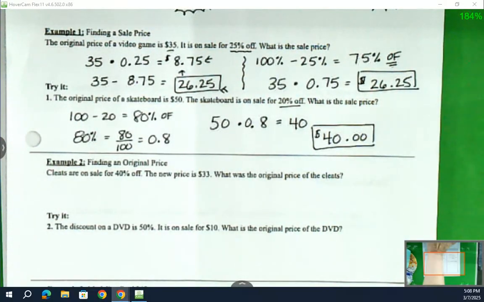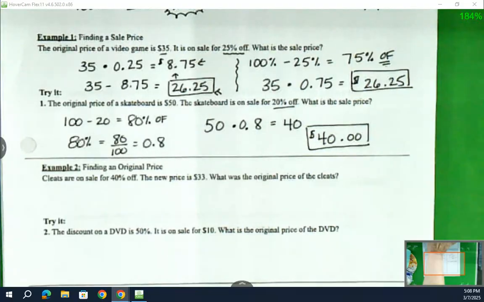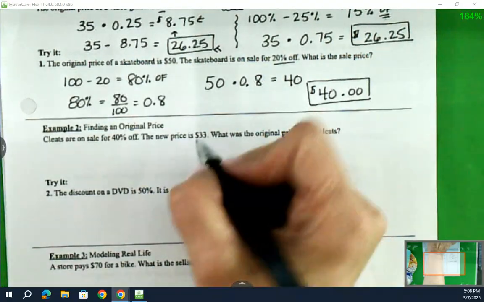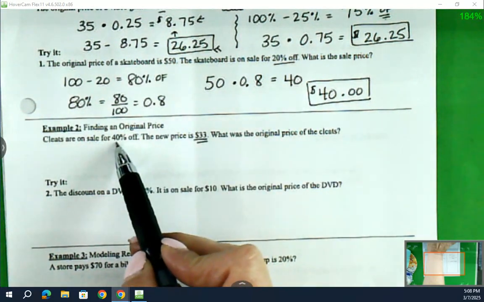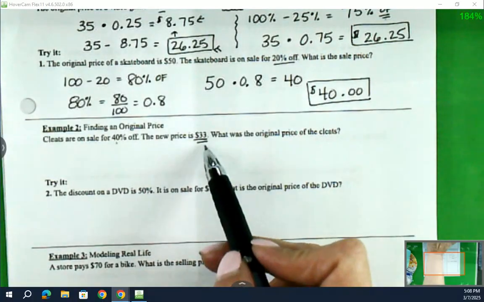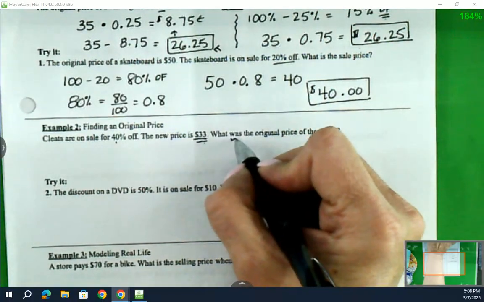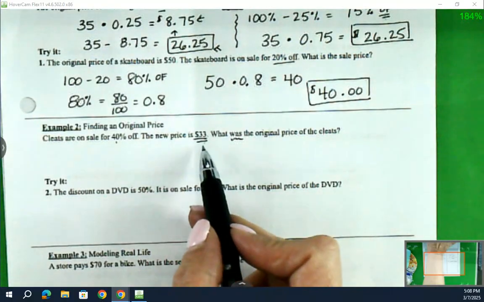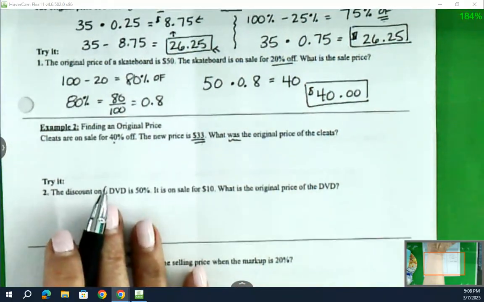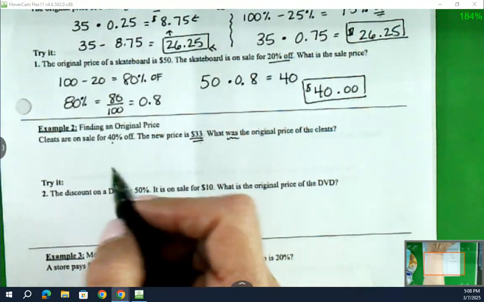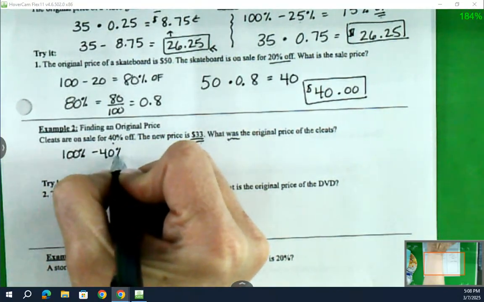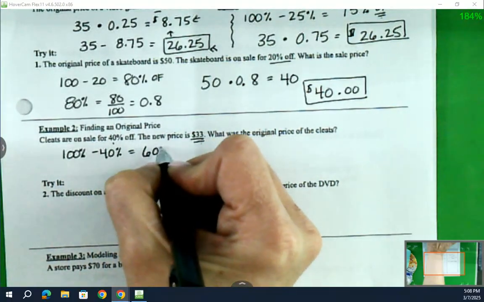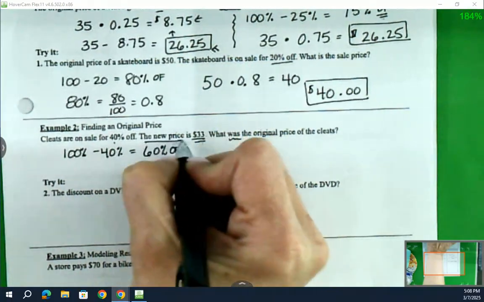Okay, and example number 2, finding the original price of cleats. So this time they're giving us the new price. We have cleats are on sale for 40% off, and the new price is $33. What was the original price? So to find the original price, we would have to do 100% minus the 40% off means 60% of the original item.